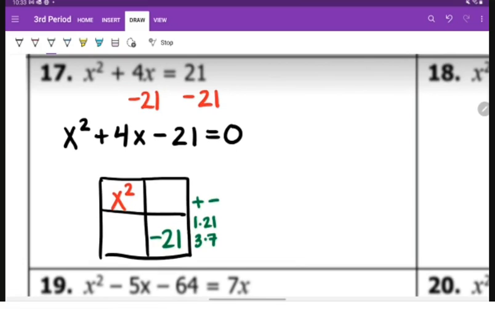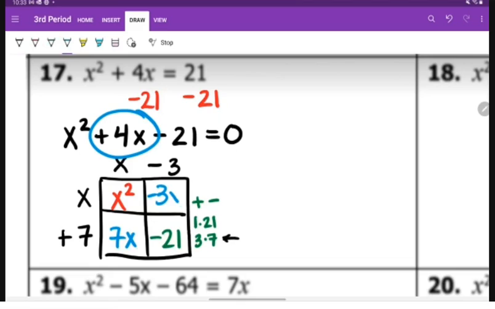And since it's a negative 21, we're going to have a plus and a minus. Since our signs have to be different, we are looking for two numbers on this list whose difference is 4. And that would be the 3 and the 7. Their difference is 4. And 7 is bigger, so we need the sign on the 7 to match the sign on the 4x. So we're going to do a plus 7 and a minus 3. So that'll be a 7x and a negative 3x. Those two things do, in fact, add together to give me a positive 4x. So this is all working.